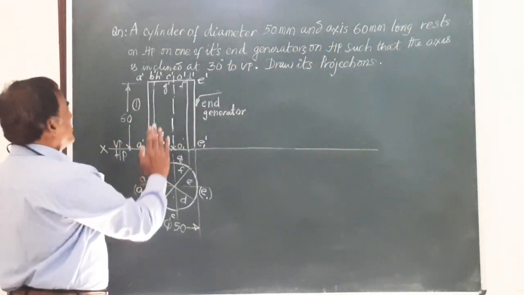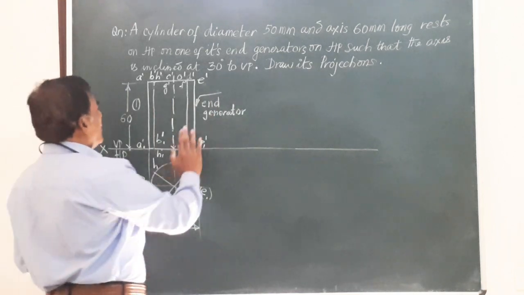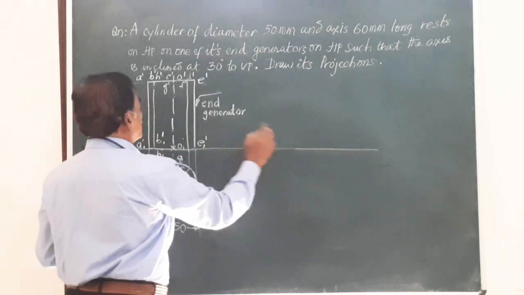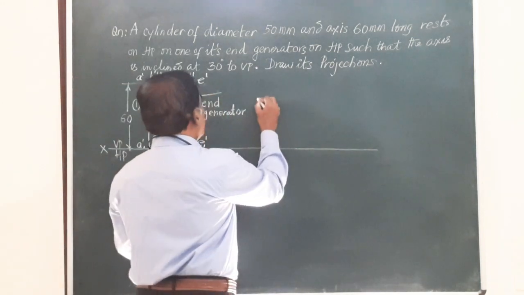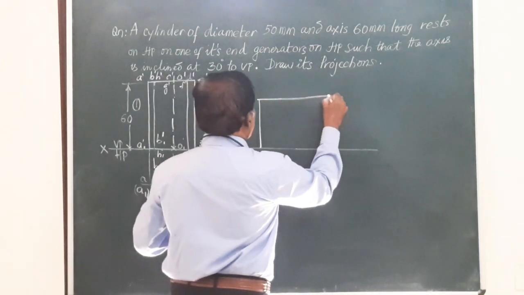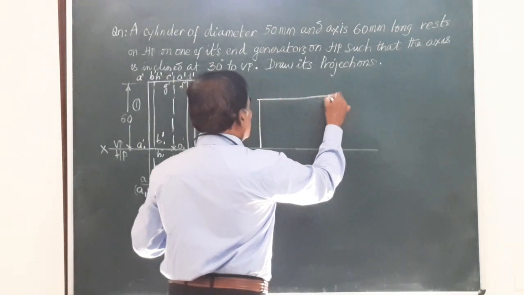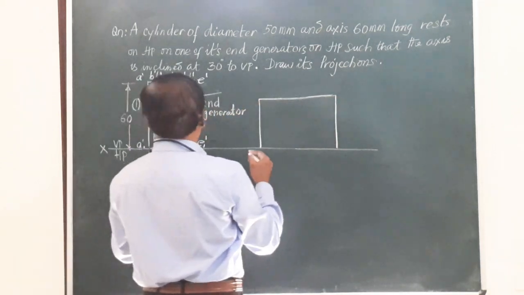So I am going to redraw this figure as figure number 2, wherein the object is made to rest on the XY line on this line E dash E1 dash. So I am going to draw this figure number 1 with the same dimensions such that you will be able to get the corresponding front view.